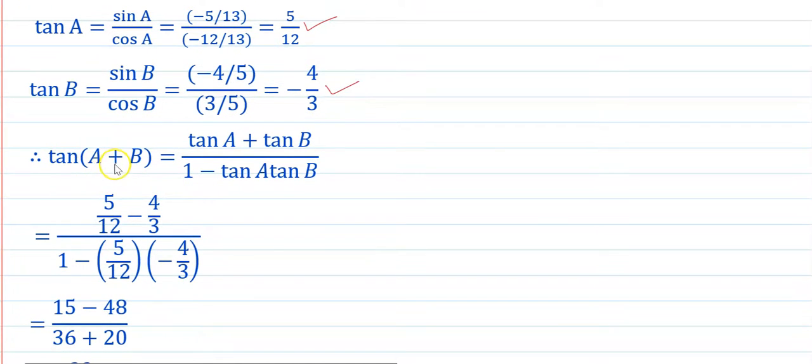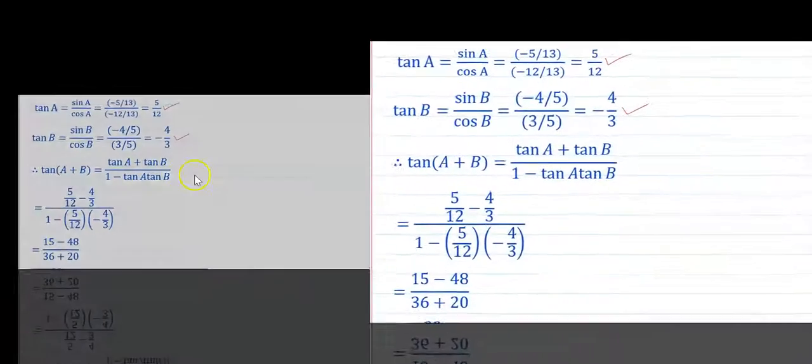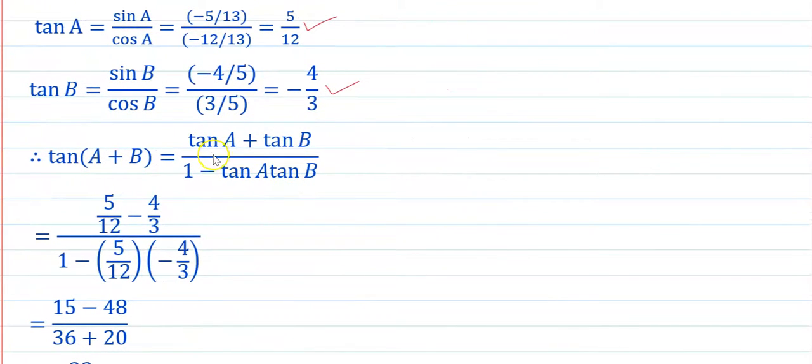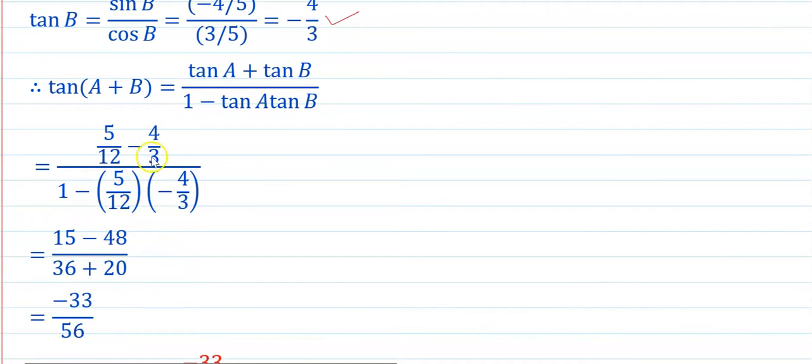Okay, next, tan of A plus B is equal to tan A plus tan B upon 1 minus tan A into tan B. The value of tan A is 5 by 12. Value of tan B, that is minus 4 upon 3, upon 1 minus 5 by 12 into minus 4 by 3, and their product. Okay, now how will we do the product here? Cross multiplication. That is 3 into 5, 15, and this is 48. Here you will get 15 minus 48.